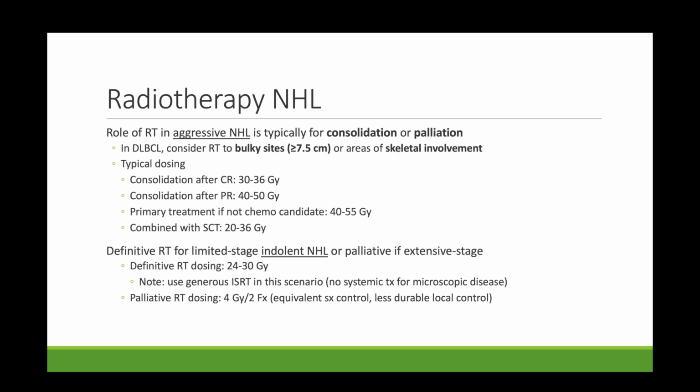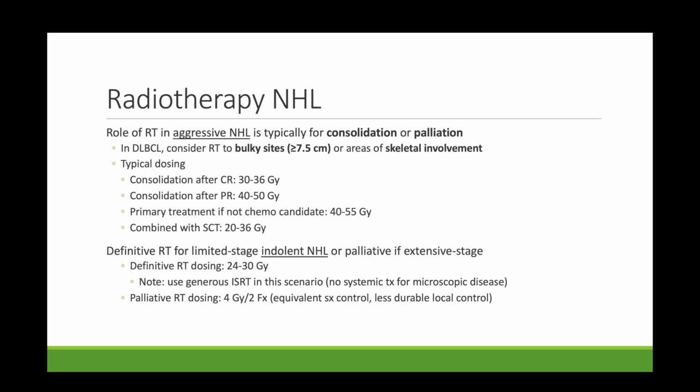And if we're using radiotherapy as a primary treatment in a situation where a patient is not a candidate for chemotherapy, again, we can consider higher doses, so 40 to 55 gray. And sometimes you might see that we're combining R-CHOP with stem cell transplant, and it can be used as a bridge to stem cell transplant or CAR T-cell therapy or something like that. In those cases, we might even consider lowering the dose, something like 20 to 36 gray.